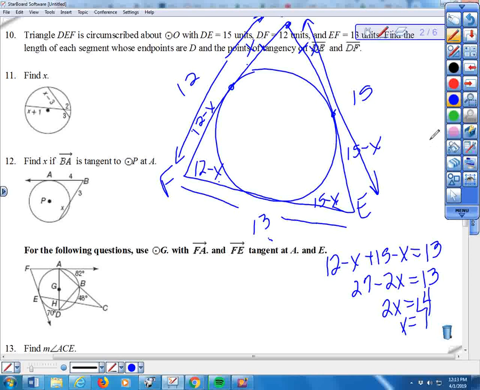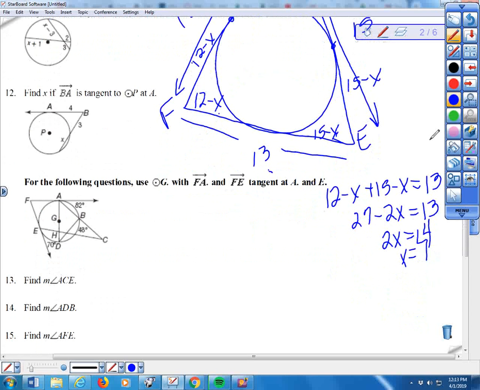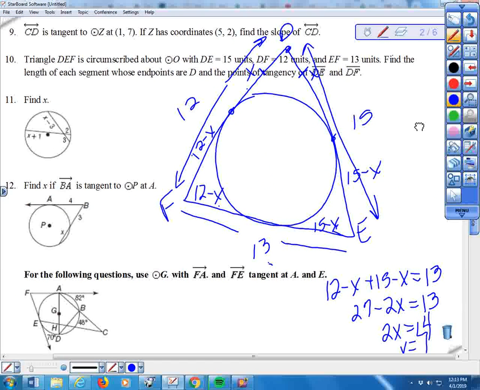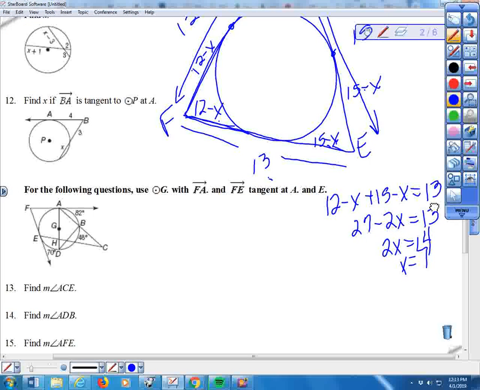Did I do that right? If I let both of these be x, then as it relates to this whole line, this piece here is 12 minus x. These two have to be equal by the rules of tangency on the circle, so this has to be 12 minus x. If this is x, this is 15 minus x, so this has to be 15 minus x. And then we know the whole length of that side is 13. So 12 minus x plus 15 minus x is 13. 27, yeah, x is 7.